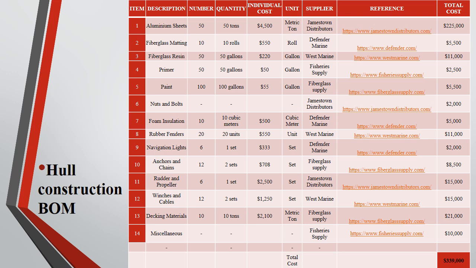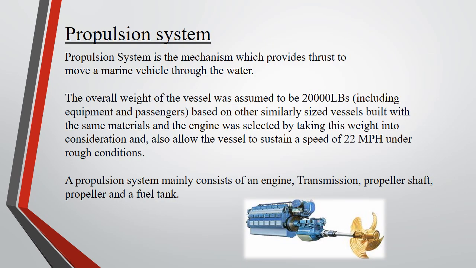Following is the bill of material for the hull construction material produced by Nikhil Thakur. We have 14 items starting from the aluminum sheets down to the decking material and other miscellaneous items. We have the number of items needed, the individual cost, their supplier, and their total cost, which sum down to be $339,000.